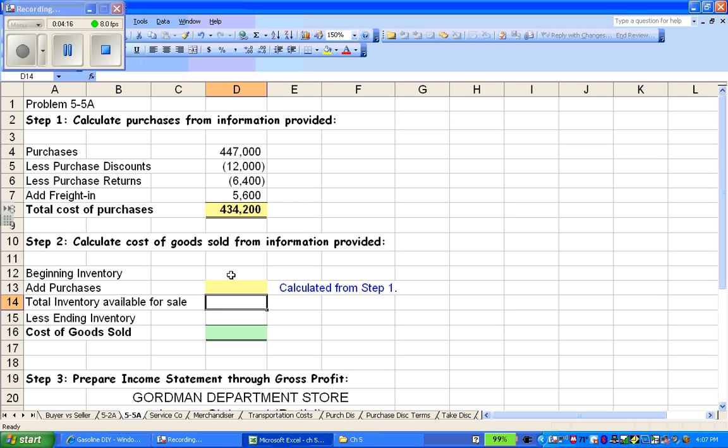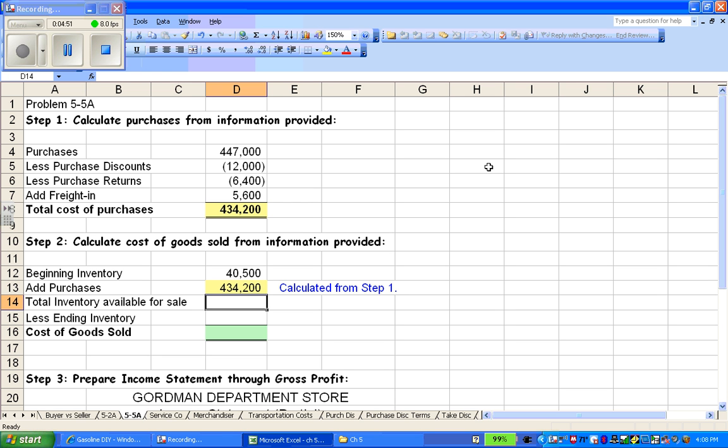That's everything in my inventory. So I'm going to take my beginning inventory, and they give that to me in the problem. Merchandise inventory is 40,500. So I'll put that there, 40,500. Then what I want to do is add to that my purchases. I can just use a formula. I could link it. I'll use the equal sign, and then I'll just go right up and take that number, the 434,200 that we calculated from step one. That was our purchases from the information that they provided to us.